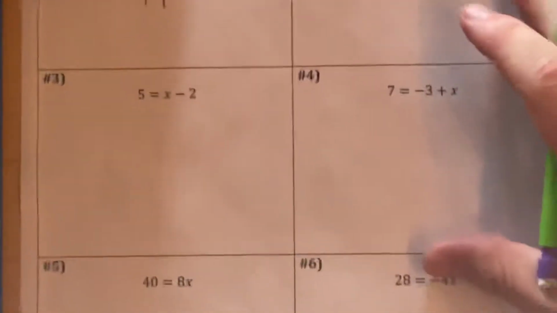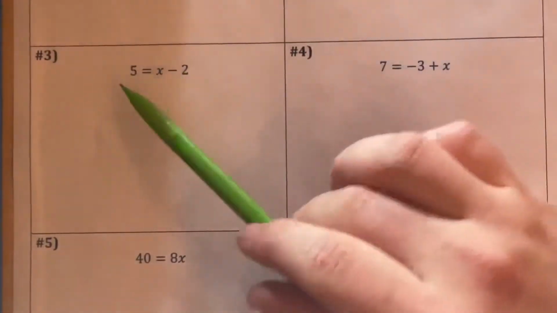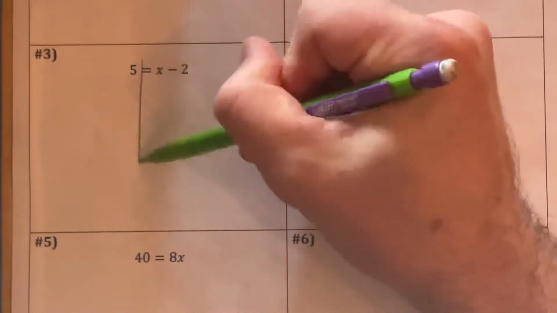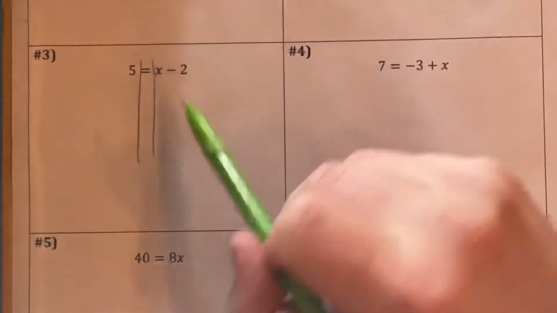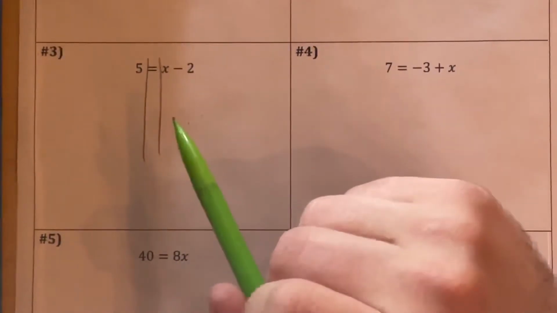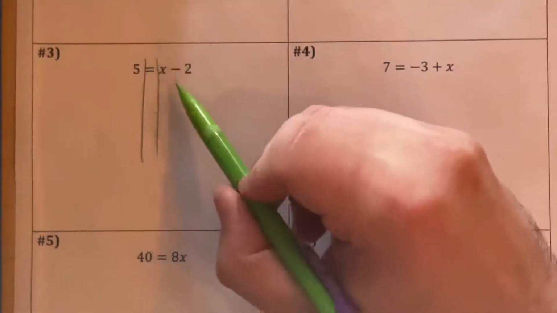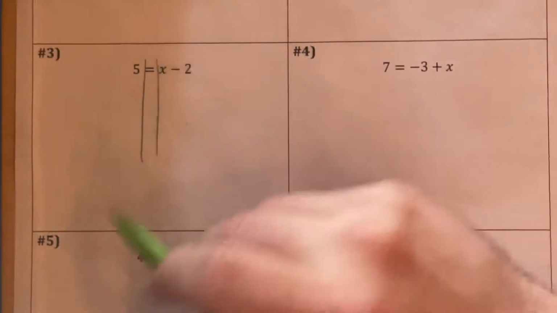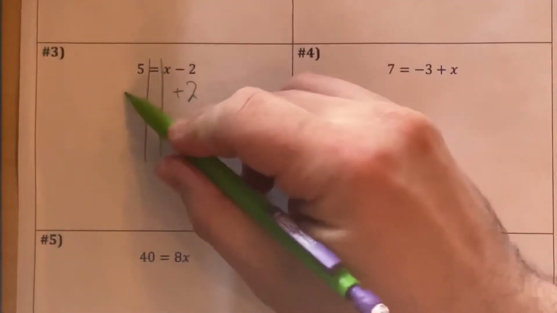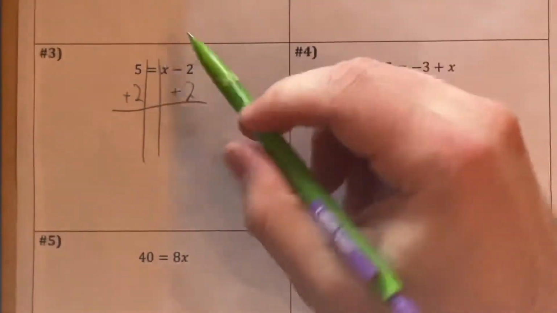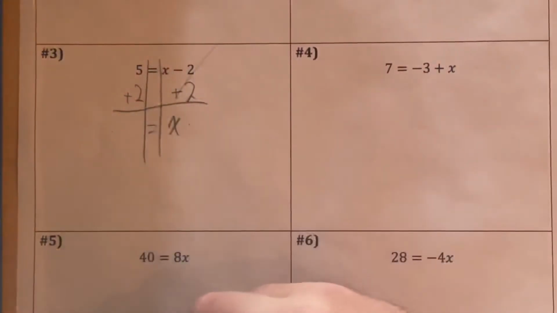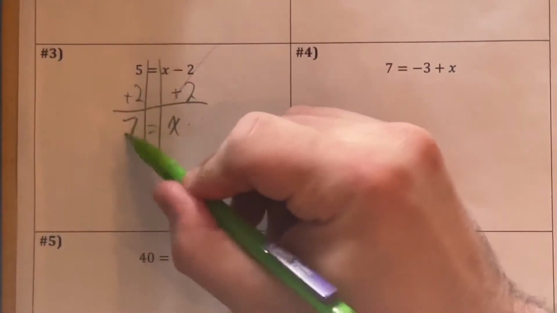Moving on to number 3. It has 5 is equal to x minus 2. Make sure you can draw your railroad tracks. I'm trying to show 2 different sides of the equation. So we always want to make sure that it is balanced. So I want to make sure that I have x minus 2. What's the opposite? Well, it's going to be a positive 2. So I want to add 2 to both sides. On the right side, the x comes down. And on the left side, we have 5 plus 2 is just going to be 7.